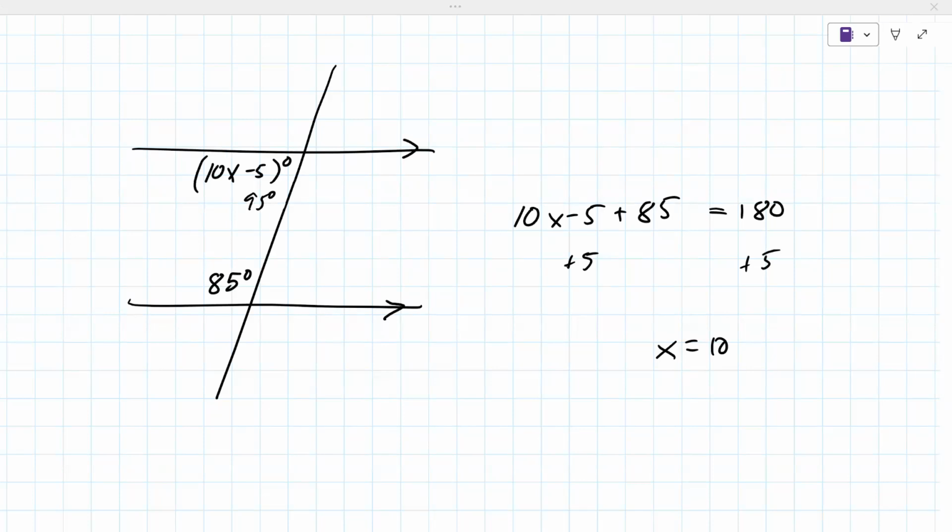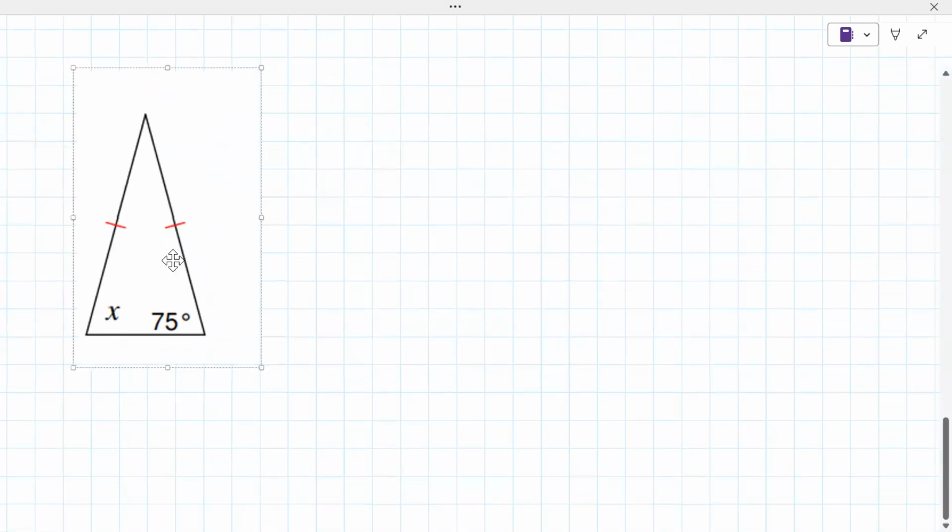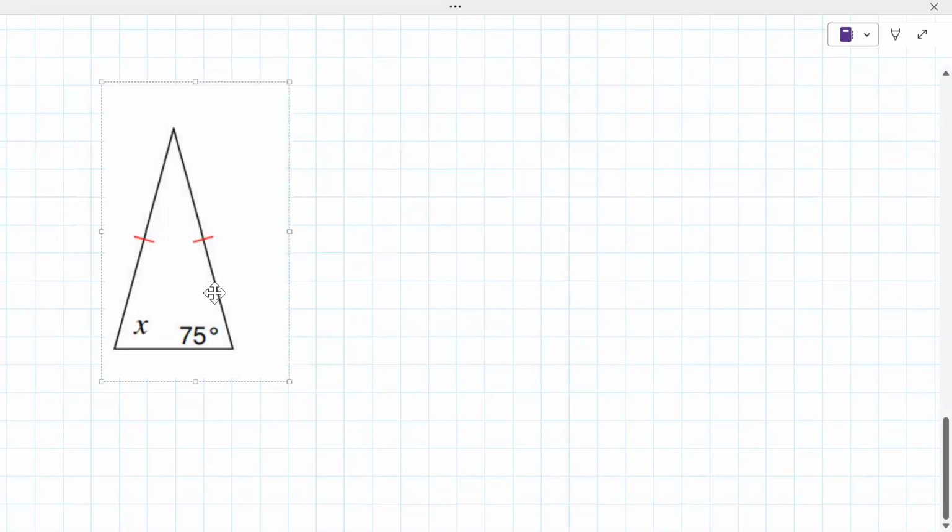What do you remember about isosceles triangles? Two of the sides are congruent to the angles. That is correct. So here's the first type of problem you might see. And like you mentioned, two sides congruent, which means the two angles are congruent. So what does that mean for X? That's congruent to the 75 degrees. Yes, so X is 75 as well.